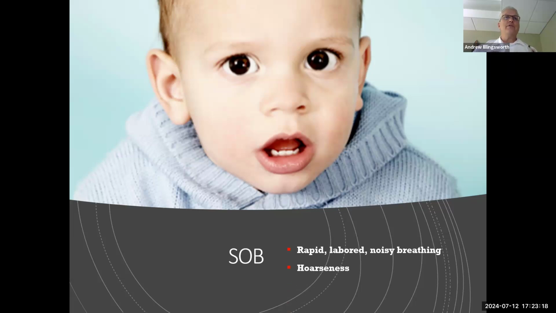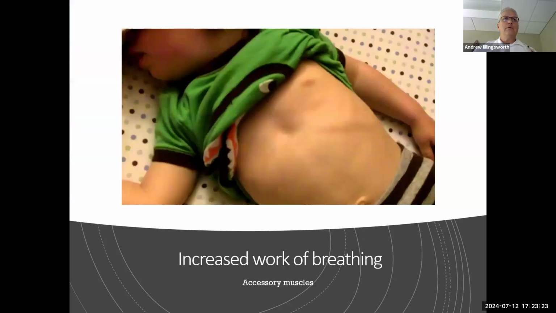Kid could be hoarse because his throat's closing. And remember when we talked about respiratory in adults and in kids, we talk about that increased work of breathing and those accessory muscles. So you're looking at the picture of the child, you actually see his ribs coming up as he's taking breaths, because he's trying to get air in, and there's so much negative pressure in his chest as he breathes. It sucks in the tissue around his ribs.